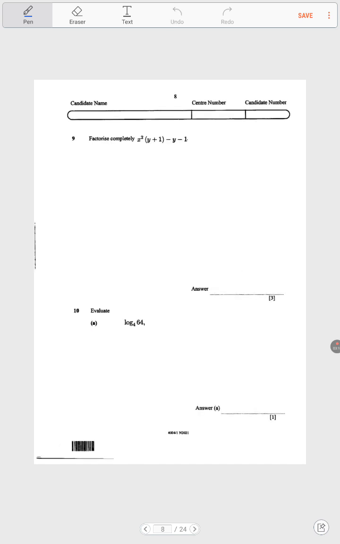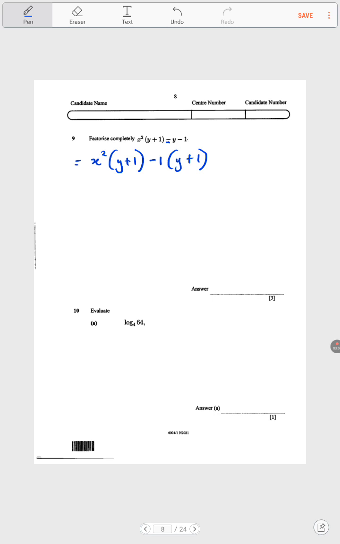Okay, and now we're going to look at number 9. Number 9 says factorize completely x squared times y plus 1 minus y minus 1. So here I'm going to continue from there, which is x squared times y plus 1. So here, if I factorize negative 1 here, it means here I'm going to have y, and there I'm going to have plus 1, because it's like I'm dividing that negative 1 by negative 1.